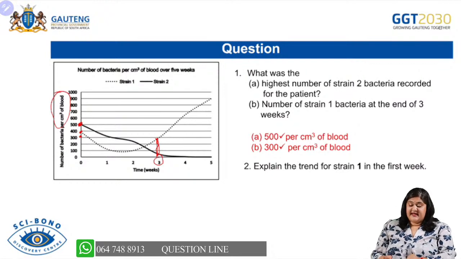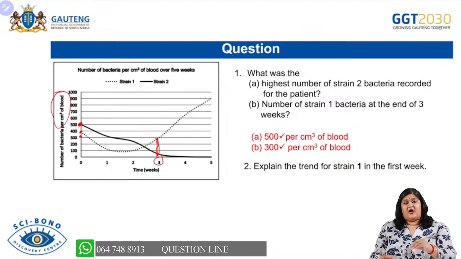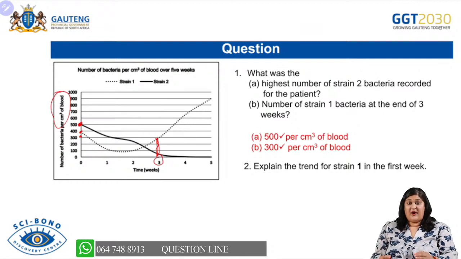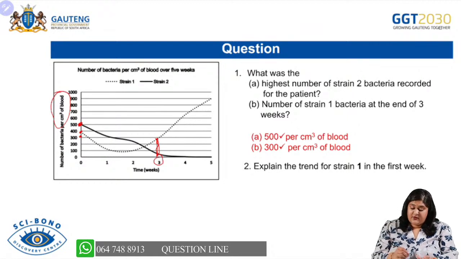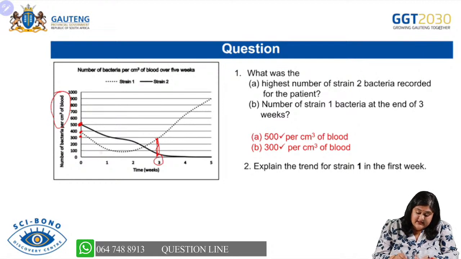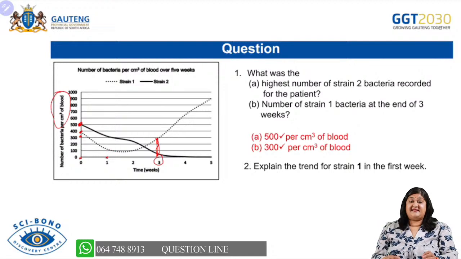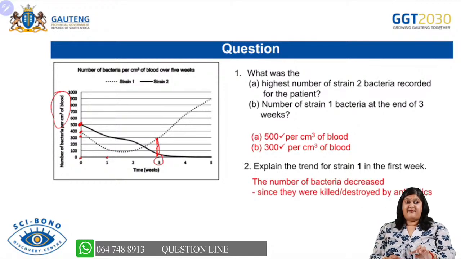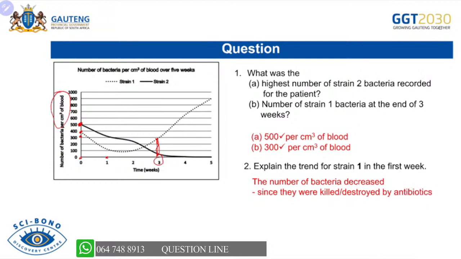Number 2, explain the trend of strain 1 in the first week. When we are asked to explain a trend, then they want you to tell them what is happening and what was the cause of that. Okay, so if we look at strain 1, which is the dotted line, in the first week, we see that it is decreasing. The number of bacteria decreased since they were killed or destroyed by antibiotics. Okay, so that is the cause.